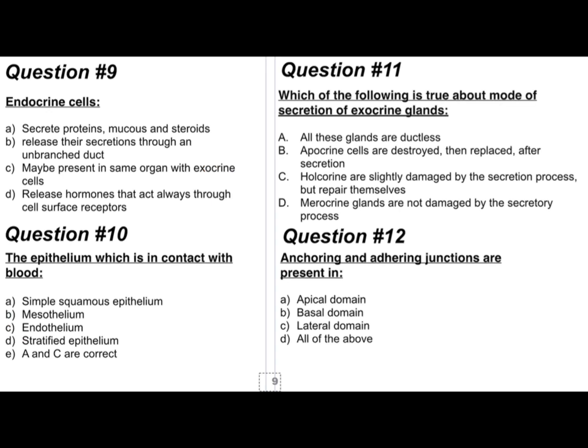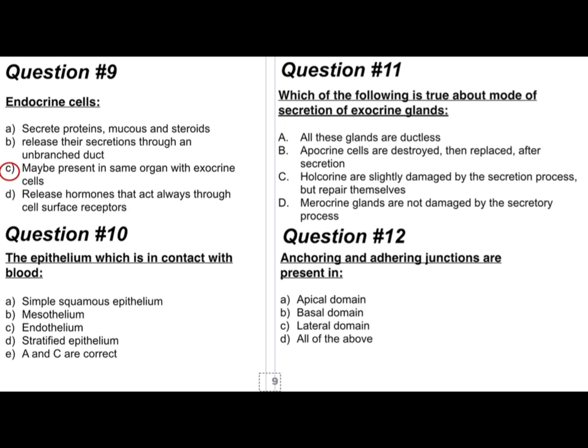Now, question 9. A, endocrine cells excrete protein, mucus, and steroid. Wrong, because endocrine cells don't produce mucus, they produce hormones, and mucus is actually the product of exocrine glands and not endocrine glands. B, release their secretion through an unbranched duct. Endocrine cells are ductless, that means they don't have ducts. C, may be present in the same organ with exocrine cells. This is correct. In this case, we speak about an amphicrine gland.